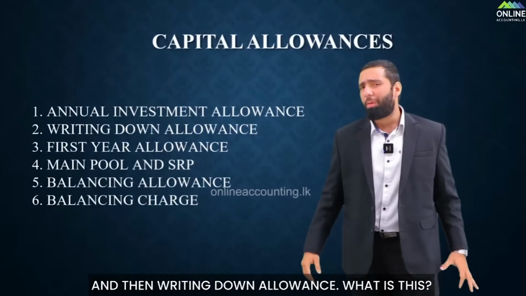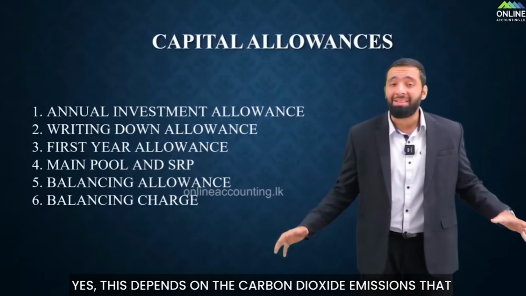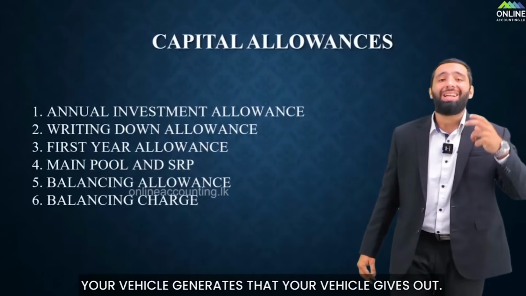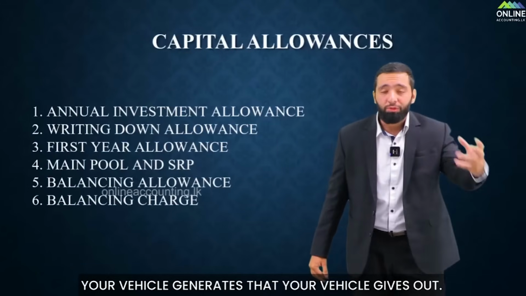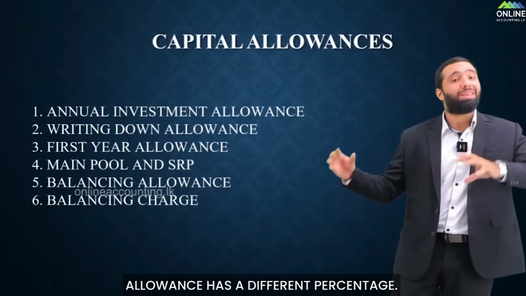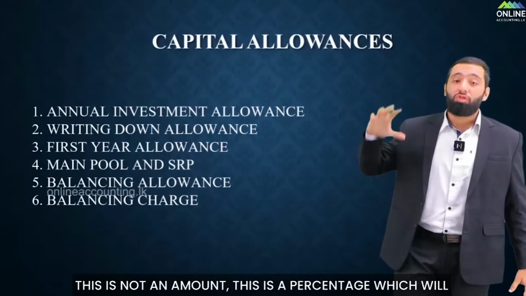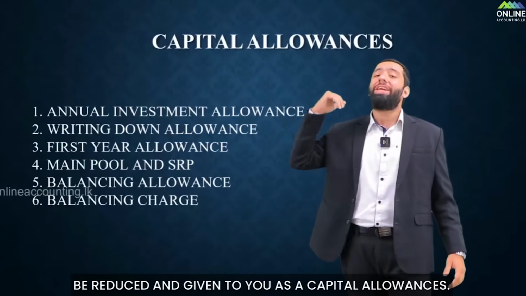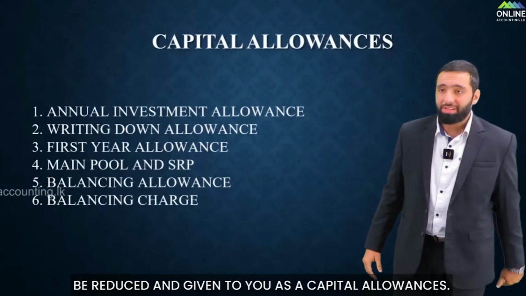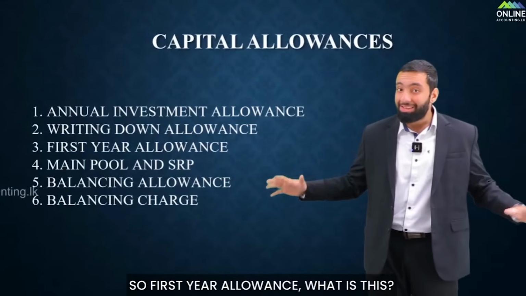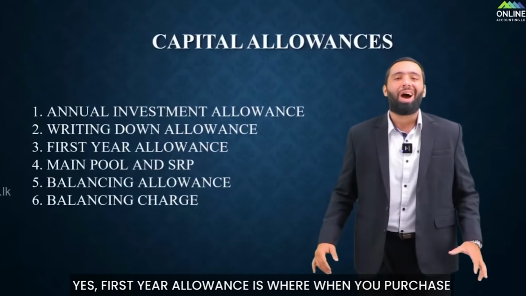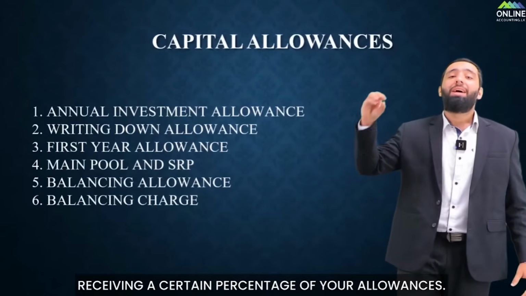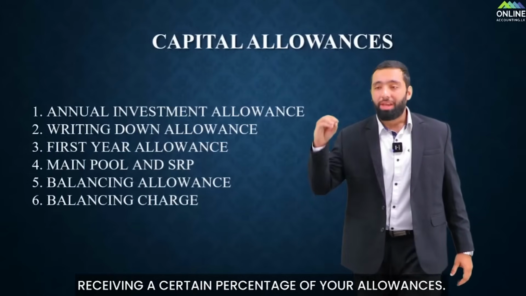And then writing down allowance. What is this? Yes, this depends on the carbon dioxide emissions that your vehicle generates, that your vehicle gives out. So make sure writing down allowance has a different percentage. This is not an amount, this is a percentage which will be reduced and given to you as capital allowances. So first year allowance, what is this? Yes, first year allowance is where when you purchase an asset in your first year, you will be receiving a certain percentage of your allowances.